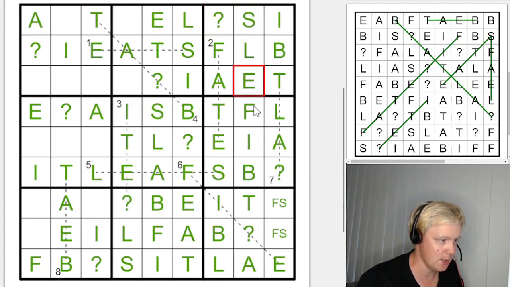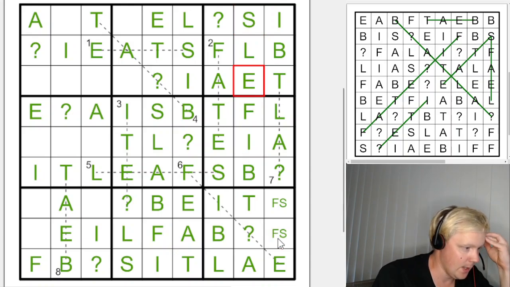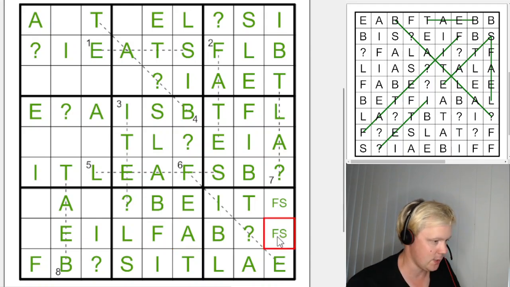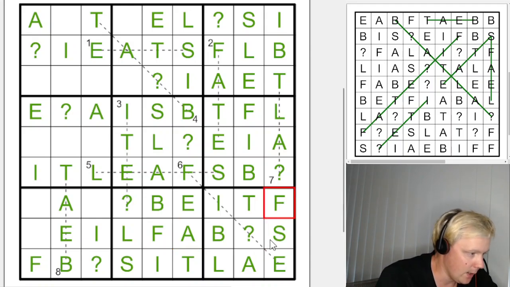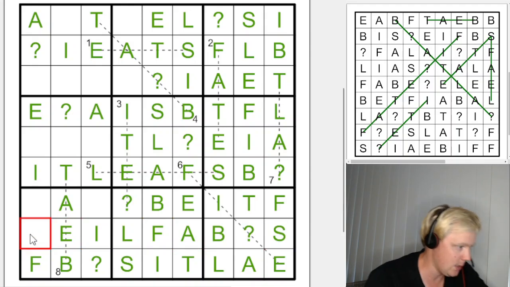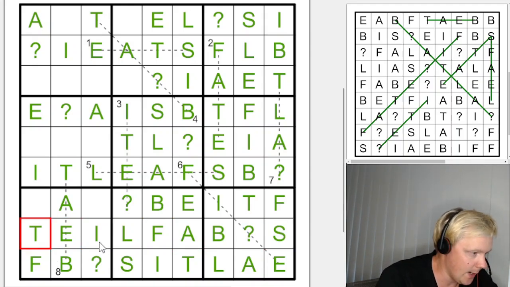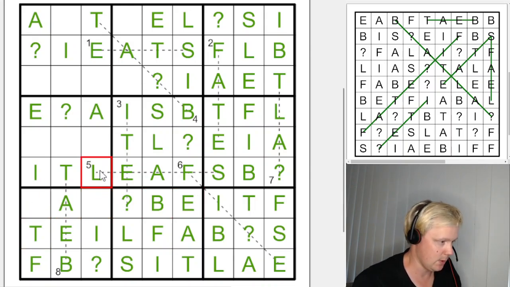So this is now S, this is E. And this F is also solved because of this F here. This F rules out F from this. So this is S and this is F. And now there's only one letter missing from this row, and it's going to be A, B, E, F, I, L, S. T is missing here. And from this it's missing F, I, L, S. L, S is missing here. So L can't be here because of this L. So L and then S missing here.